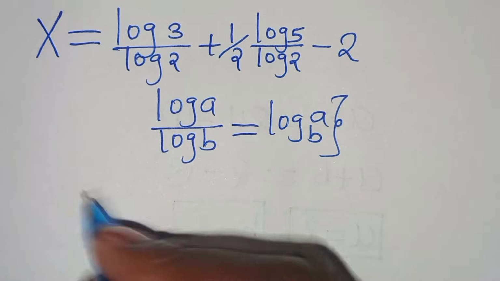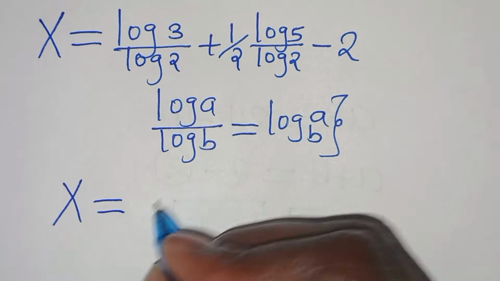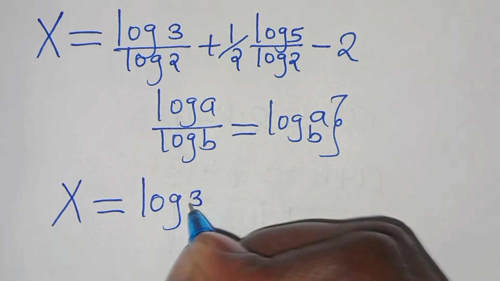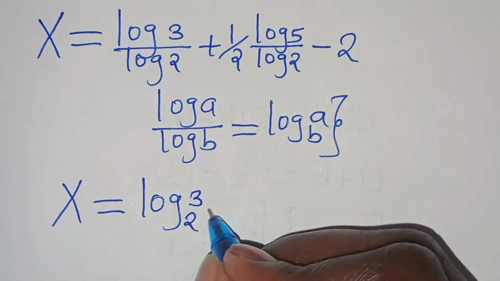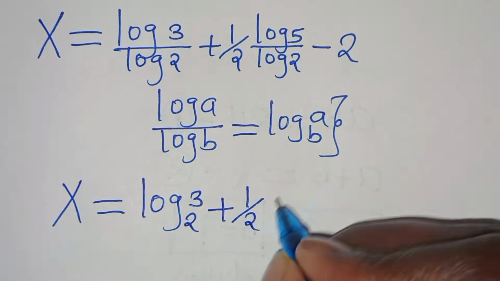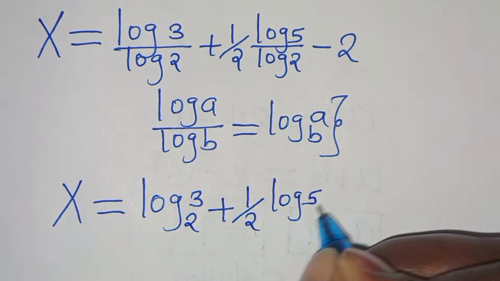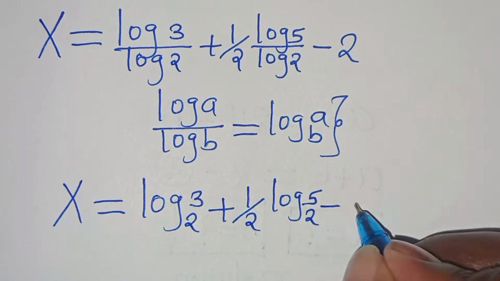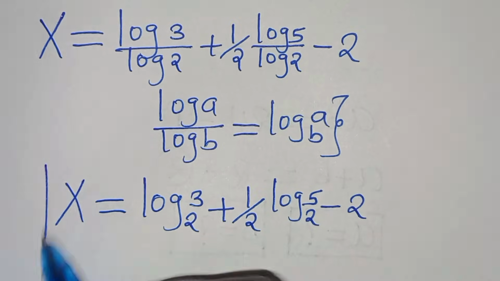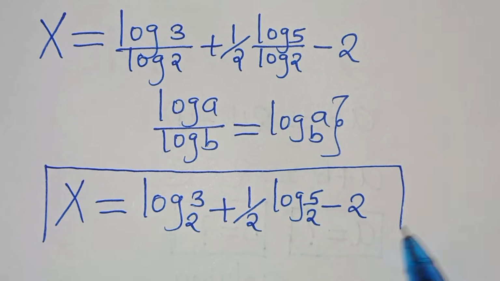Applying this logarithm property, we have x is equal to log 3 to base 2, plus a half log 5 to base 2, minus 2. So this is the value of x.